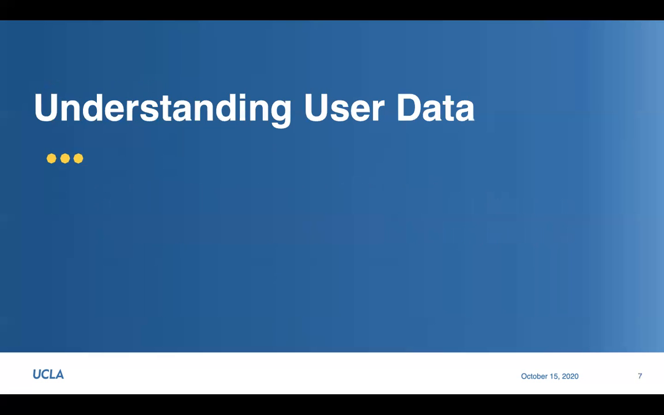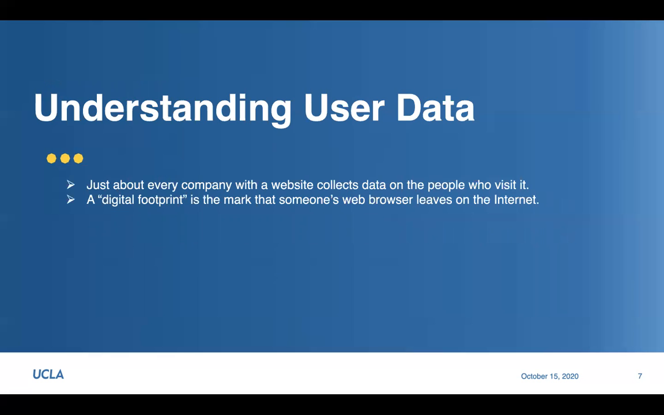Another thing that's important is understanding user data. Just about every company with a website collects data on the people who visit it. And a digital footprint, like we talked about earlier, is a mark on someone's web browser that lives on the internet. Whenever you go to any website, you're being tracked by software that sees your digital footprint.